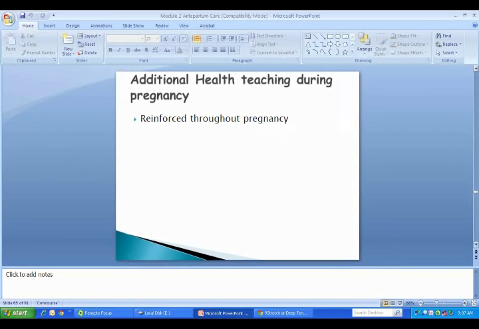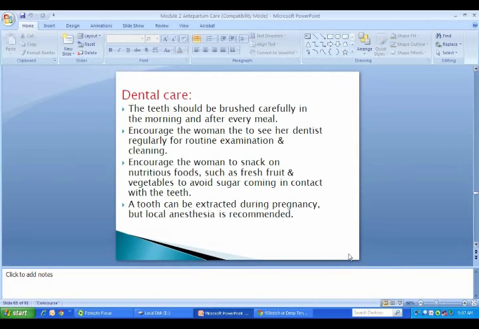So, what's reinforced throughout pregnancy? Dental care. Periodontitis is a risk factor for preterm labor. I want to stress that. In fact, that's why Medicaid covers dental care during pregnancy. If someone's on Medicaid for prenatal care, it is for that reason. They want to make sure that they're not at risk for preterm labor related to caries and periodontitis.